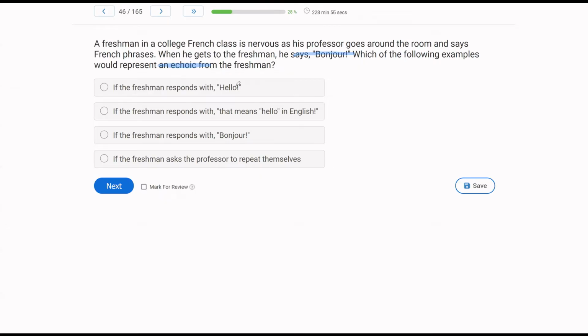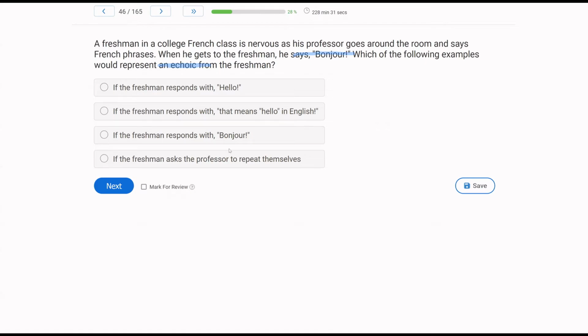Let's look at A. If the freshman responds with hello, this would be an interverbal. Yes, it's evoked by a verbal SD, but there's no point-to-point correspondence. B, if the freshman responds with, that means hello in English. That is also an example of an interverbal. What we're looking for is C. The freshman responds with bonjour. It's evoked by the verbal SD. It's got point to point. It's exactly what was said.